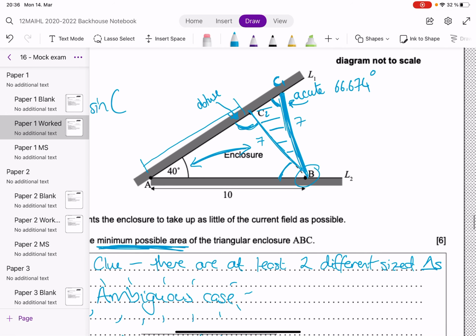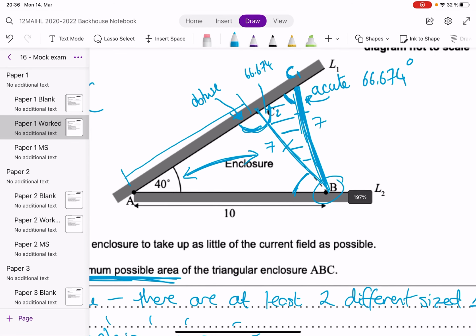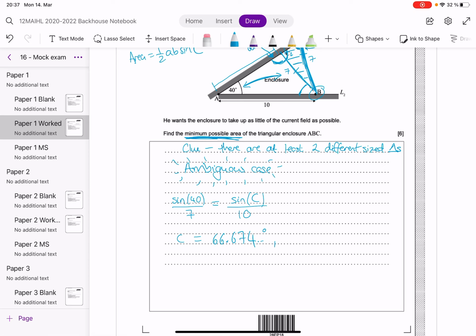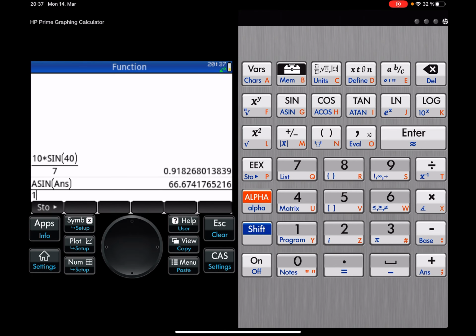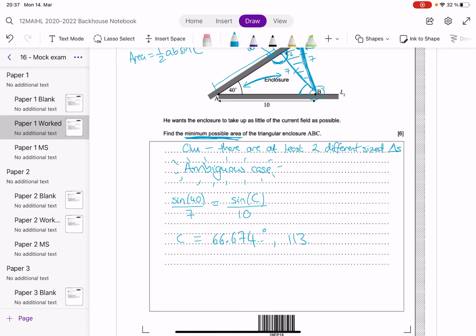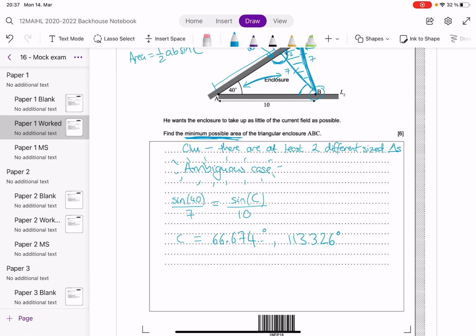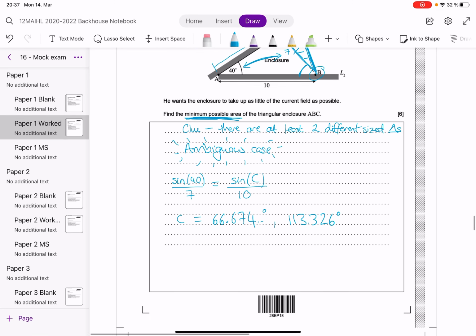So I need to find this angle. All I do is subtract it from 180 because this is isosceles. This is also 66.674. And the one I'm after is on a straight line with it. So 180 minus 66.674. Let's be lazy and do that the easy way. 113.326 roughly. I'm not rounding because it's not the end of the question.